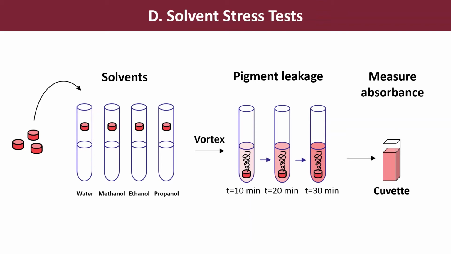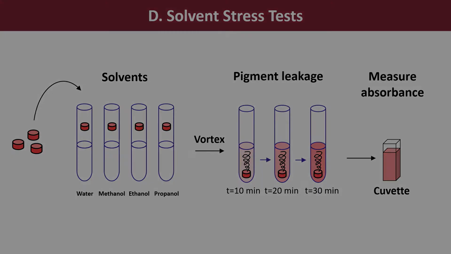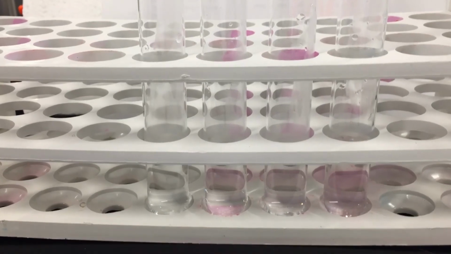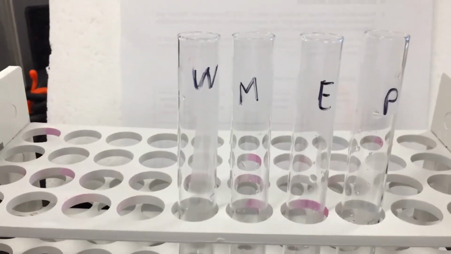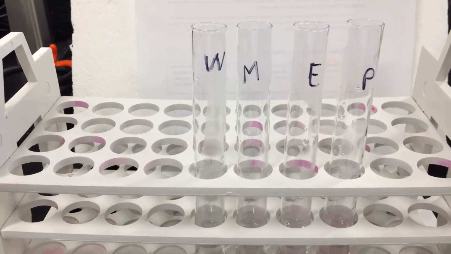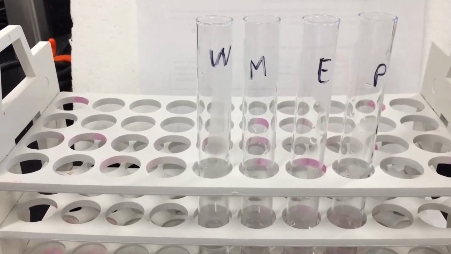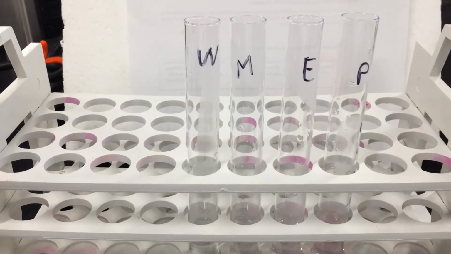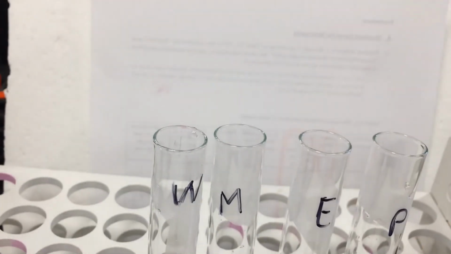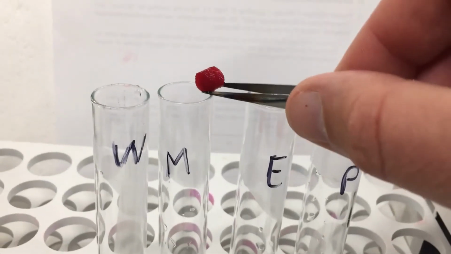I have a video for you right now of the solvent stress tests. If you take a look, I have 4 test tubes, and each of them has a solvent in it. I have 5 milliliters of water in the first one, 5 milliliters of methanol, 5 milliliters of ethanol, and 5 milliliters of propanol. For the solvent stress test, I'm going to add a beetroot disc to each of the solvents.